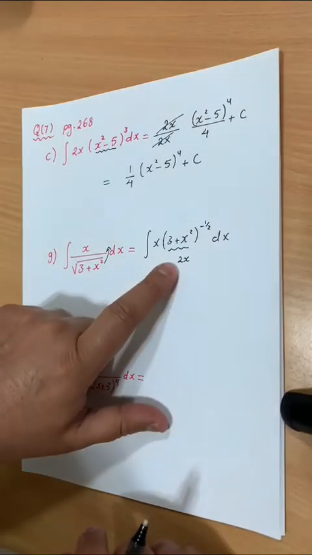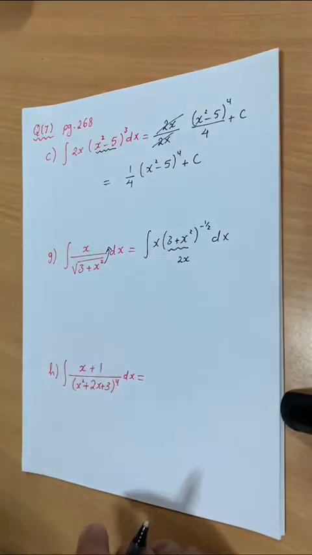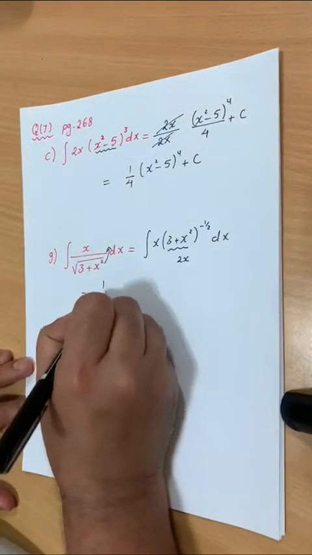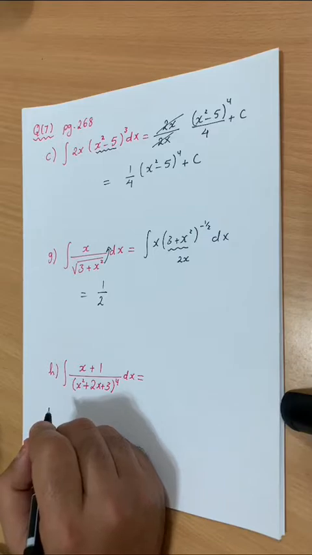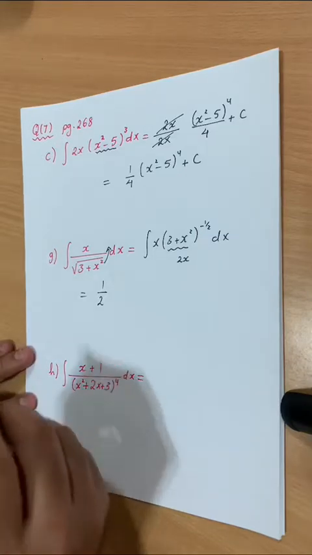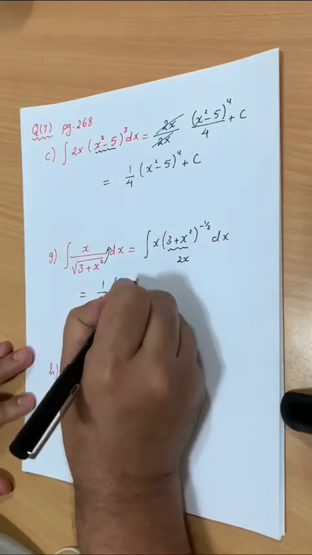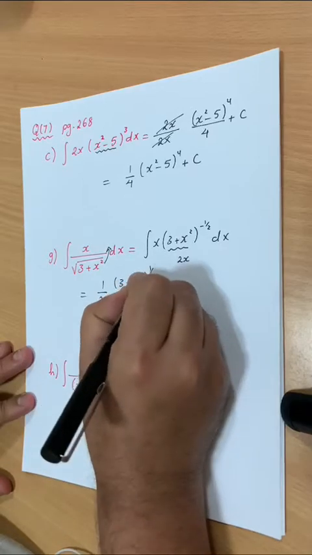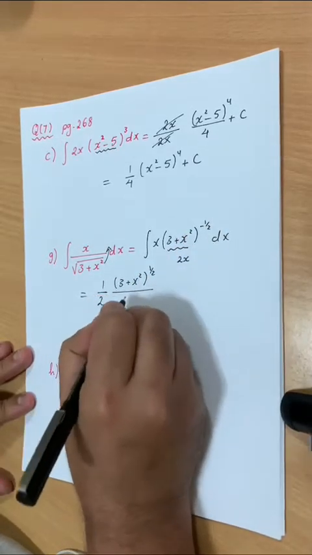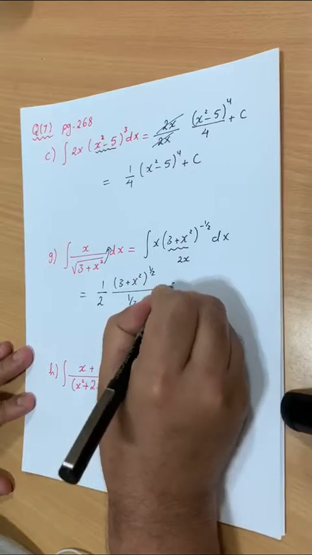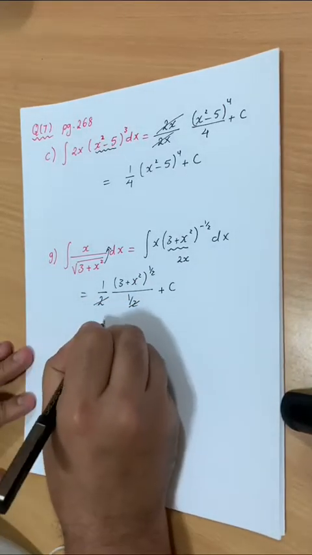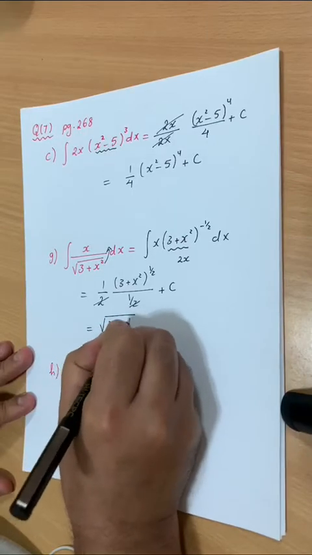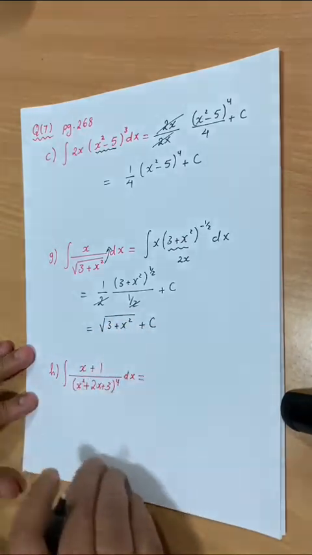So you're only going to divide by the missing part of the derivative. The missing part is 2. 2 is not given, right? So you have to divide it by 2, so 1 over 2. Then (3 plus x squared) all to the power of half, because negative half plus 1 is half, divided by half plus c. 2 times half is equal to 1. So the answer is the square root of 3 plus x squared plus c.